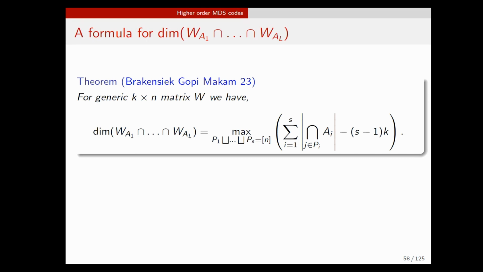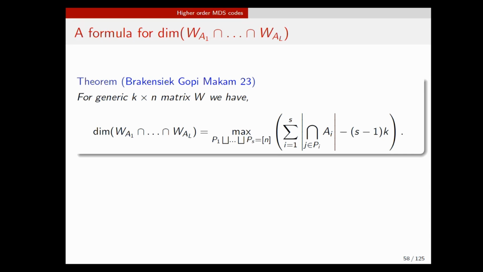So let's try to understand, basically, to really make use of this MDS property, we want to understand the dimension of the intersection of these generic matrices. This feels like a very nice mathematical problem, but until this work of Brakensiek, Gopi, and Makam, we did not know the answer to this. So there's a very nice dimension formula.